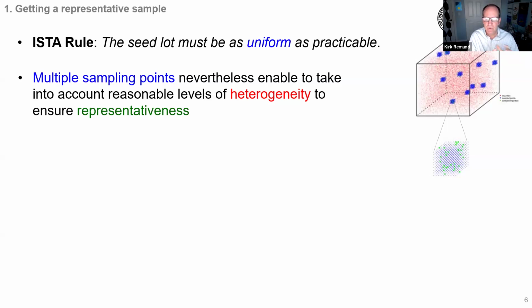Even with some degree of nominal, low heterogeneity, we go in and we sample at multiple sampling points. I should also state here that we need to have a sampling objective. And within ISTA, primarily the sampling objective is to look at the bulk properties of a seed lot.